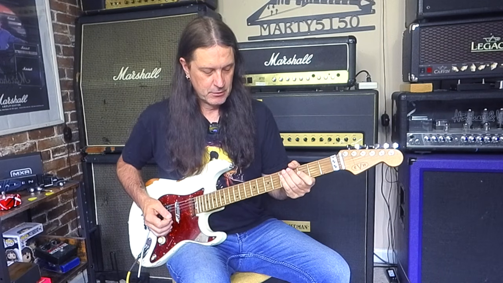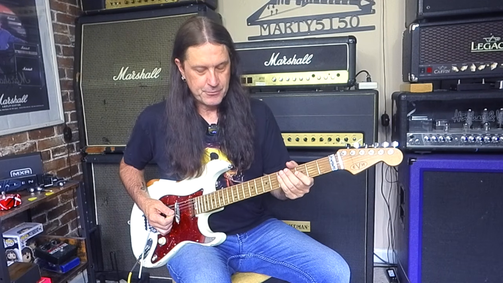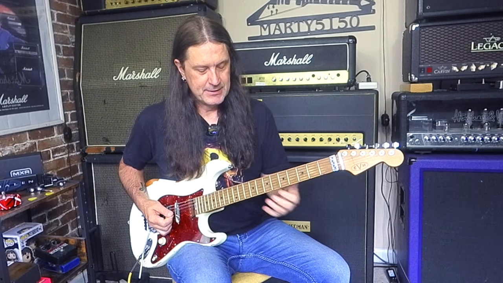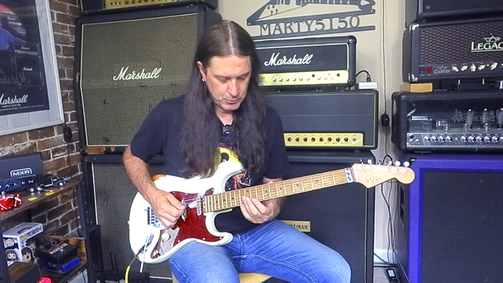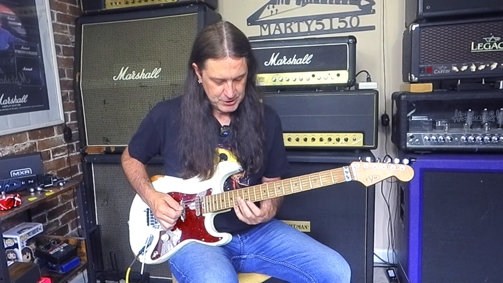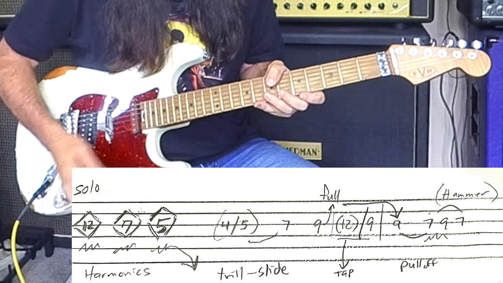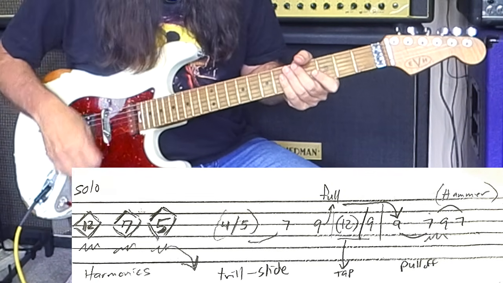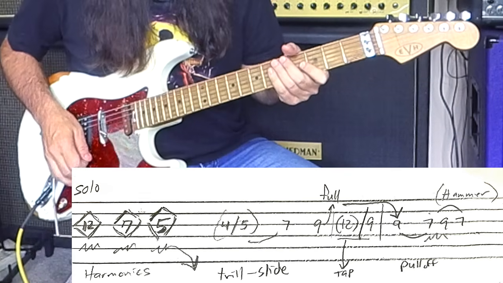Part one of this guitar solo starts off with 3 harmonics and then some hammer-on and tapping stuff. All right, so here we go. It goes 12, 7, 5 on the G string. That's the very first part of segment 1. We're not done with segment 1 yet.